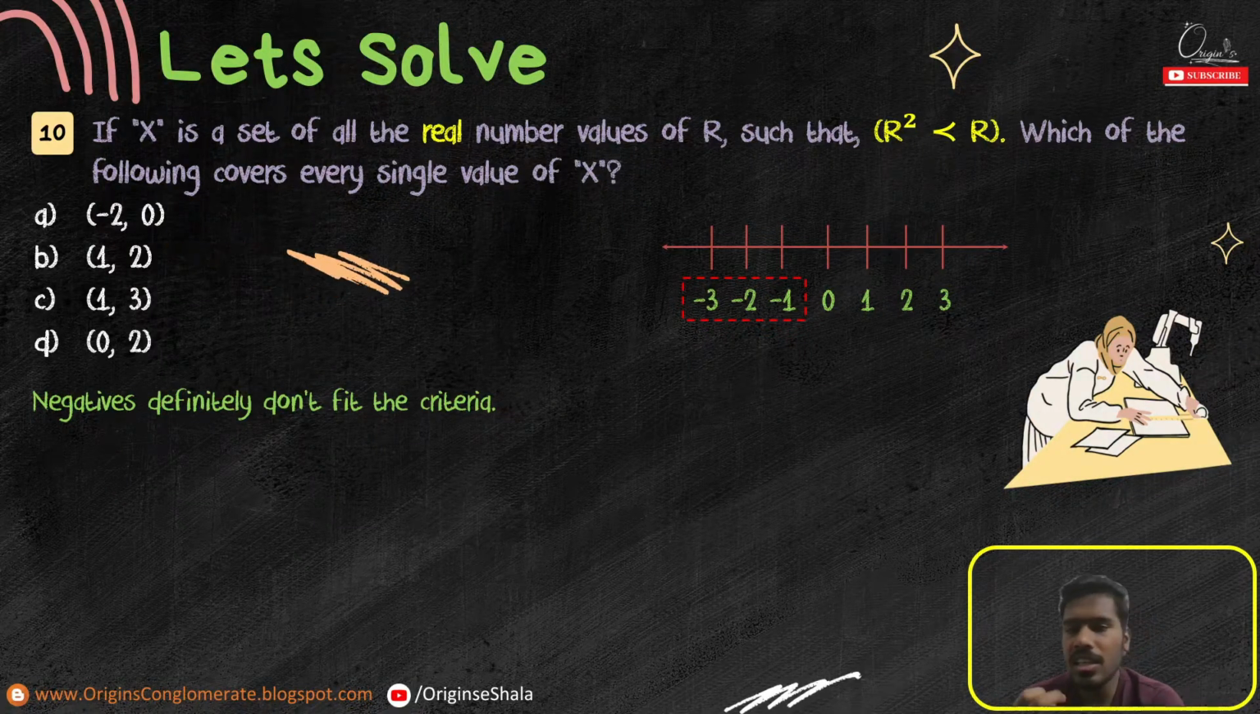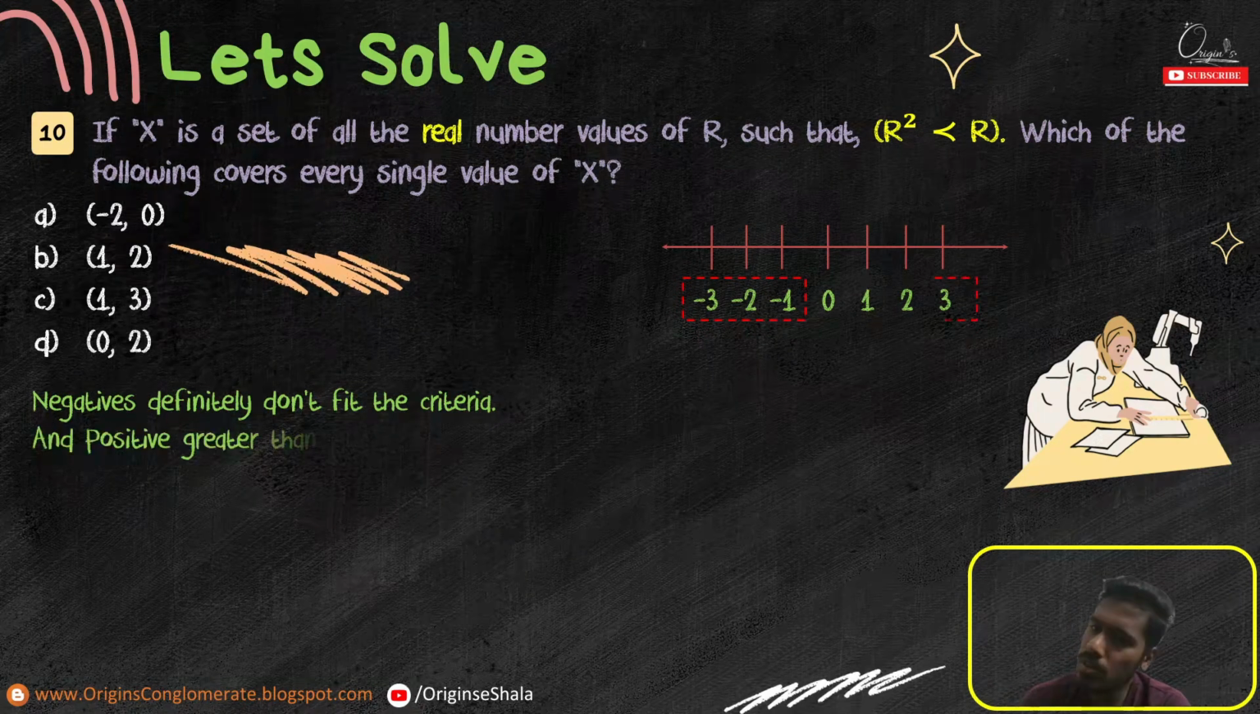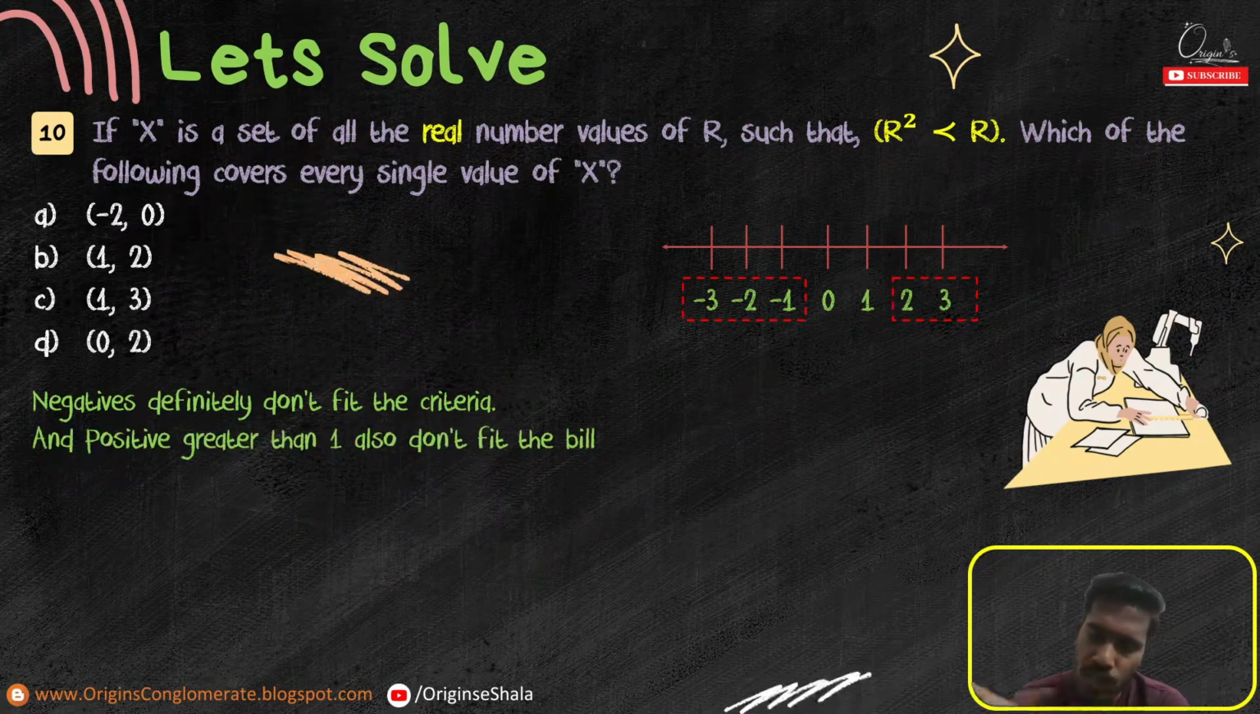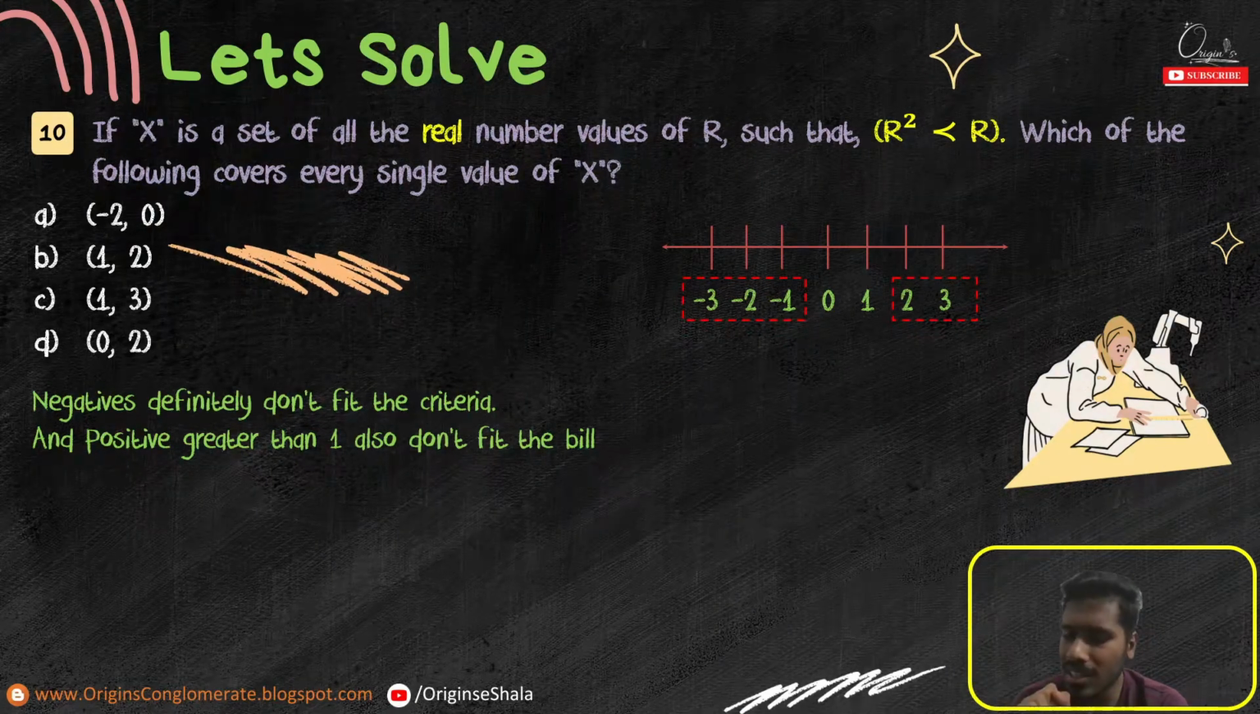Similar to that, if I take any positive number greater than 1, like 2 and 3, they also will follow the same thing. So I can also eliminate them. What I'm left with is 0 and 1, but they are also equal to their squares, not exactly less than, right? So what to look at now? That's the dilemma.